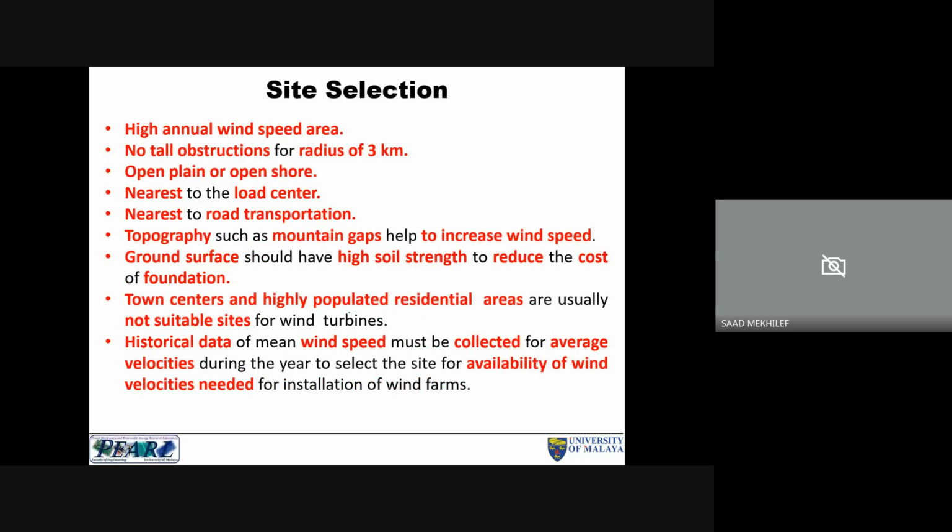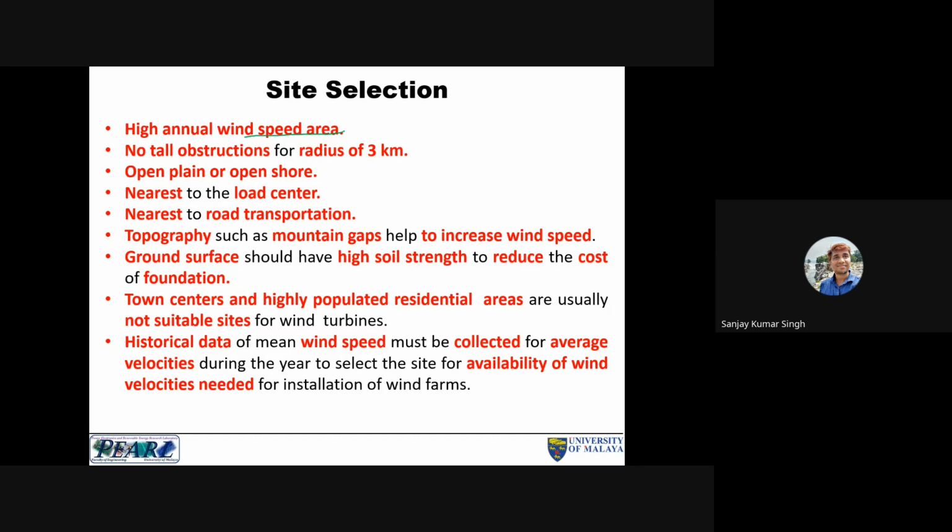Okay, I think we start with the first point in wind farm or wind turbine installations, which is the site selection. The first requirement is that the site must have a high annual wind speed.